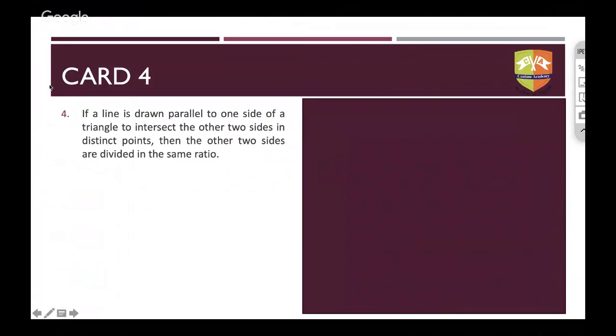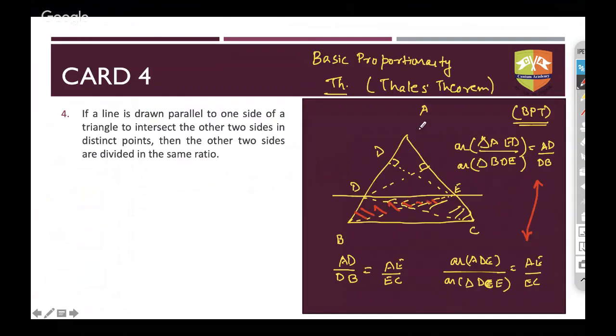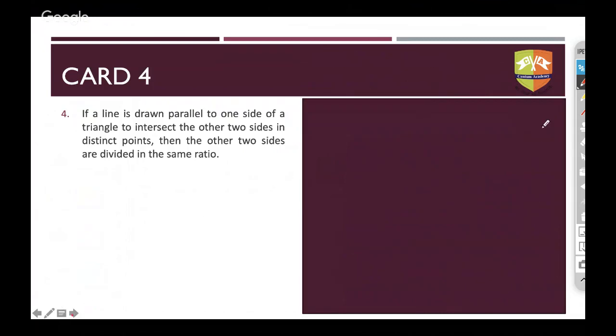We were dealing with the Thales theorem, right? I told you that the basic proportionality theorem, or Thales theorem, is this: if there is a triangle ABC and a line DE is drawn parallel to BC, then AD upon DB is equal to AE upon EC. That's Thales theorem. And the next one is the converse of this. This is also called basic proportionality theorem. Let's quickly revise that as well.